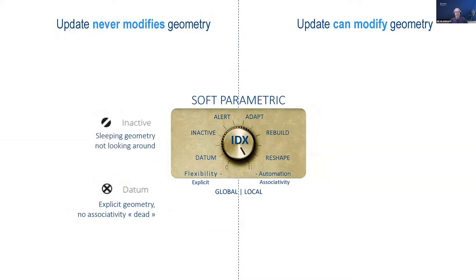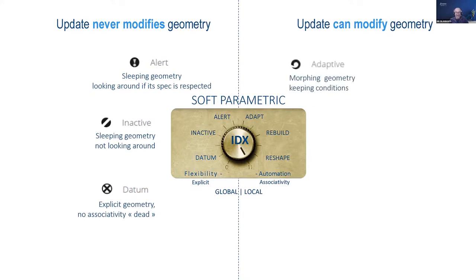Inactive mode is the same workflow as datum, except now your features have memory. If you'd like, you can use alert mode. This will alert you if you have changes in the feature that affect another feature, but will not update the geometry unless you force it to. Okay, folks, so these are the 3 soft parametric modes that can never be modified using CATIA update tools. So if your geometry is in any of these 3 modes, remember, updating will not affect these elements.